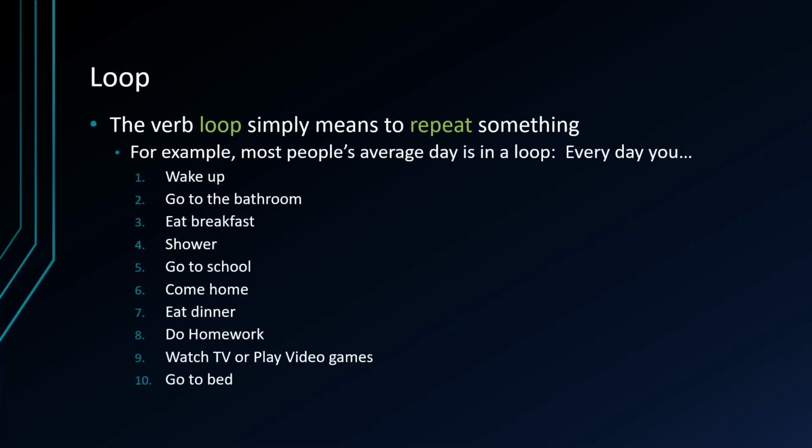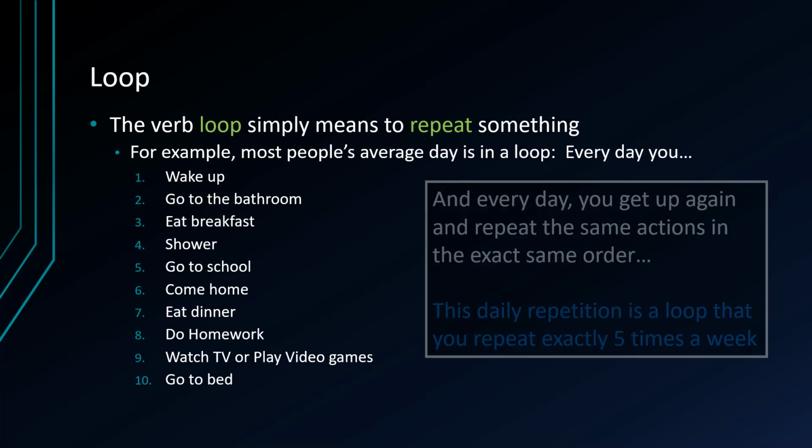What is a loop? Well, the verb loop simply means to repeat something. What? Yeah, that's it. Just to repeat something. So for example, most people have the same day every single day. Every day you wake up, you go to the bathroom, you eat your breakfast, you shower, you go to school, you come home, you eat your dinner, you do your homework, you watch TV, and then you go to bed. And you know what? The next day you wake up and you do it again. And it doesn't change. Every day it's the same thing in the exact same order.